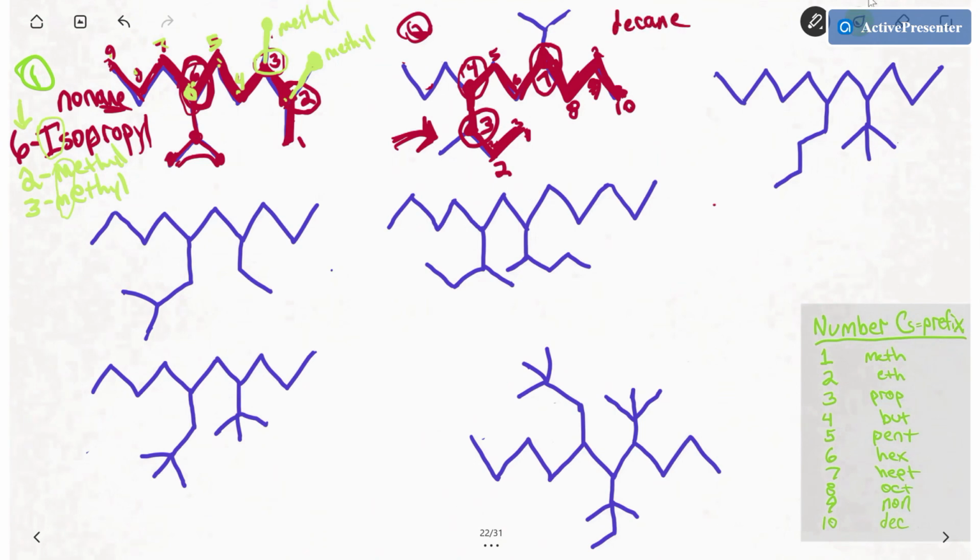And so now let's look at this first substituent coming off at the carbon 3 from the parent chain. This first substituent only has 1 carbon to it, so that makes it a methyl group. The -yl, because it's a substituent. And so that is at carbon number 3 in the parent chain. So we're going to go 3-methyl.